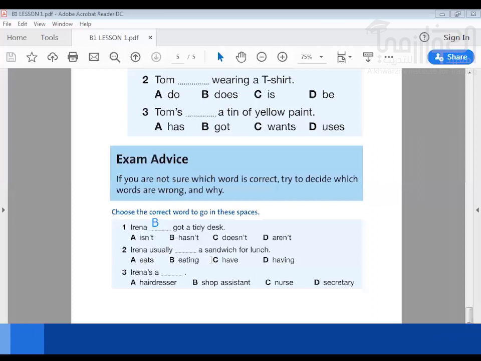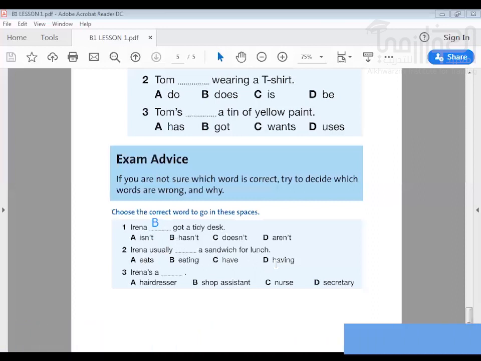So you know which one is not the correct answer. Cancel the wrong answers first. Then you choose the correct answer. We are left with only A. So the answer is A here.